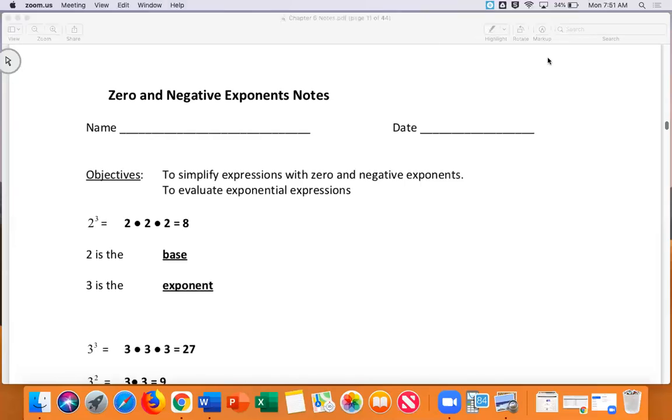All right, these are the notes for exponents: zero and negative exponents. We've already discussed this a little bit, Kevin. I don't know if you remember it, but we'll go over it in detail today, and you'll be pretty good with it.